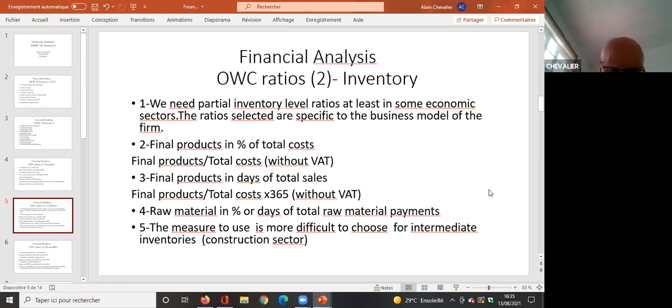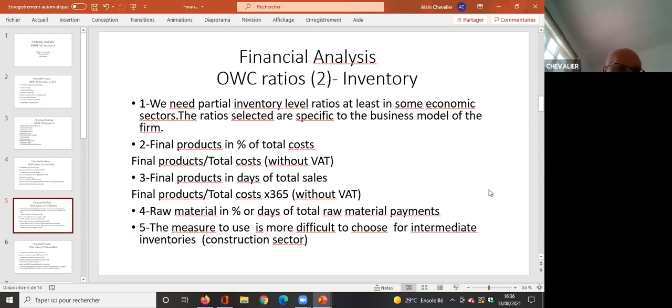For raw material, you have to compare the raw material number you find in the balance sheet, in the details of inventories, to the raw material payments on the average year. And you find them, if you have good and detailed income statements, in the income statement.